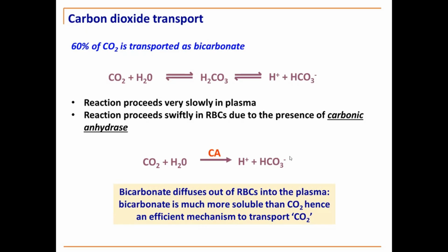And so now this is going on in the red blood cells, remember? And so the bicarbonate diffuses out of those red blood cells and into the plasma. And the bicarbonate, as we'll know, is much more soluble than CO2, and hence it's a very efficient mechanism to transport CO2. So we're basically transporting CO2 dissolved in the blood as either CO2 itself, remember, about 10%, but also as bicarbonate, which is that 60% of it, and it's very, very soluble.